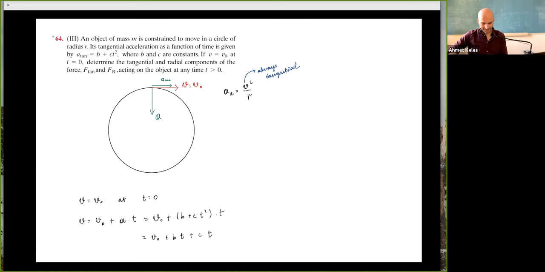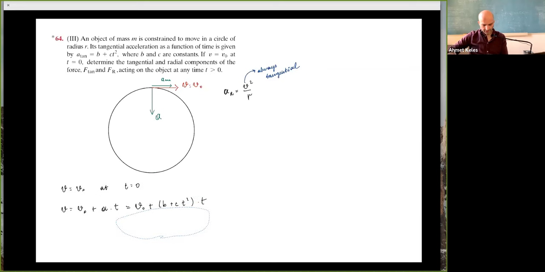Any objections? That's what you get, right? So I want to check this. How can I check this? I want to make sure I got the right result. What can I do? What's wrong with this? What do I know about velocity? What can you do with velocity? Derive it with respect to t. Okay, so if you say dv/dt, then what is this?